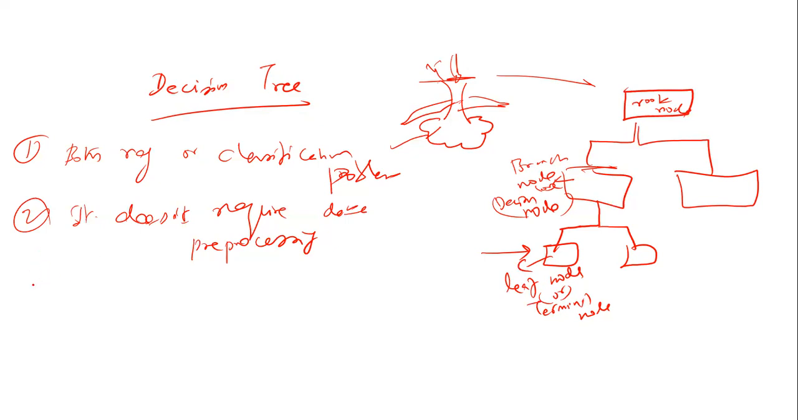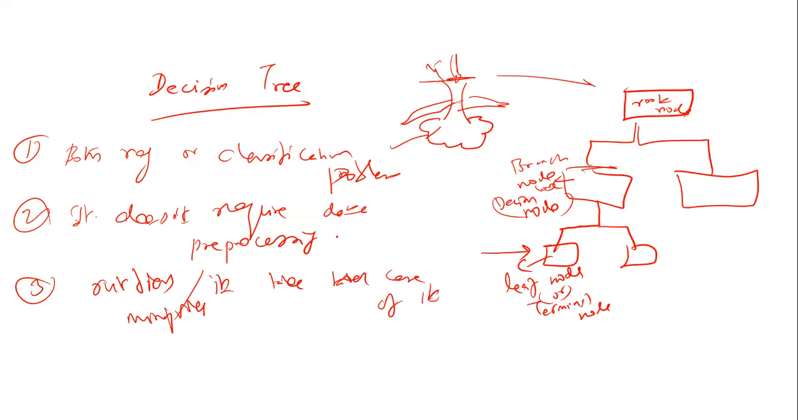In case of any outliers or missing values, the decision tree takes care of it automatically. Okay, that is why I told you it doesn't require data pre-processing. And another advantage of the decision tree is that it helps us find out the features, or it does the feature selection.